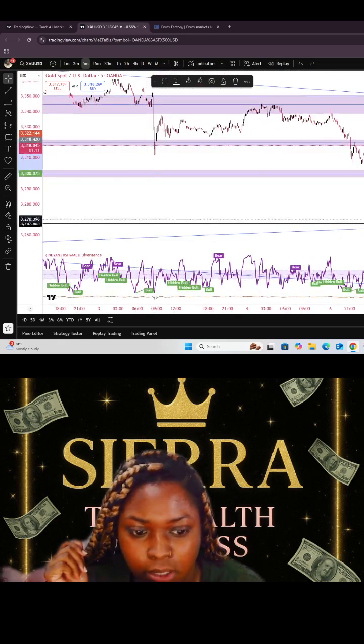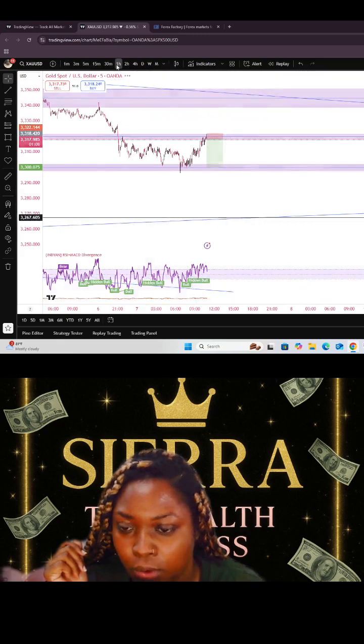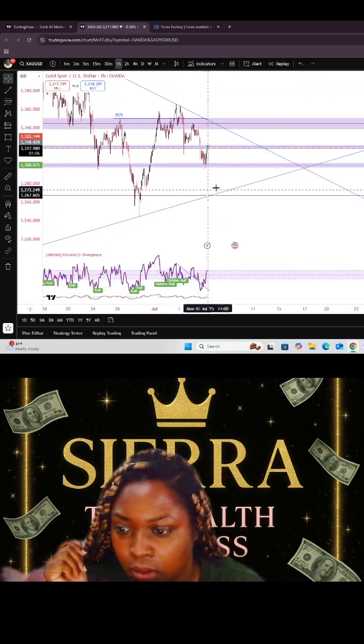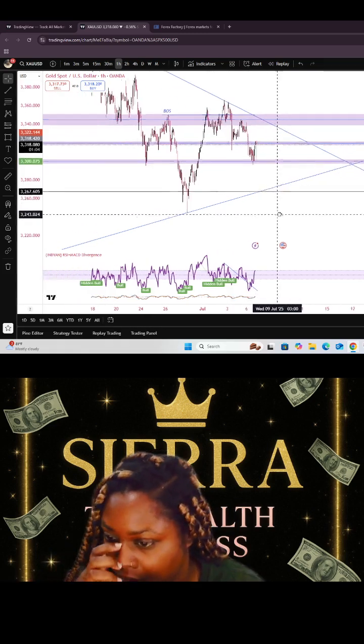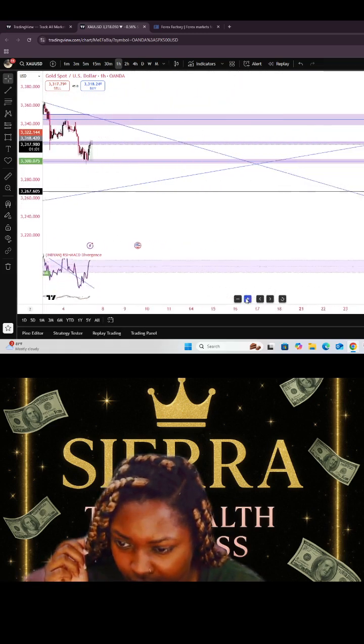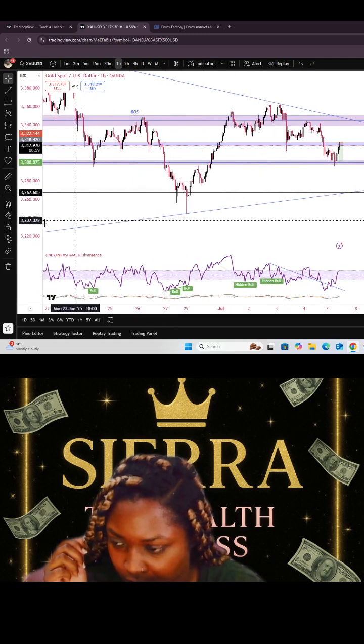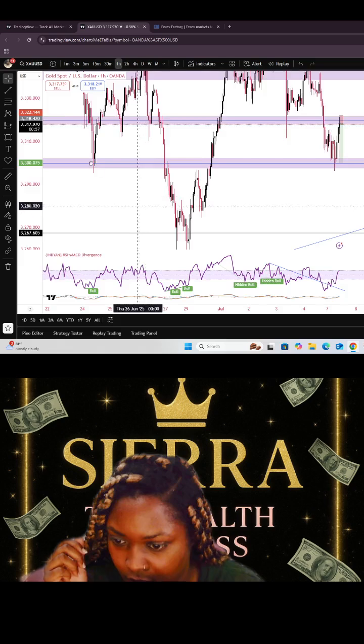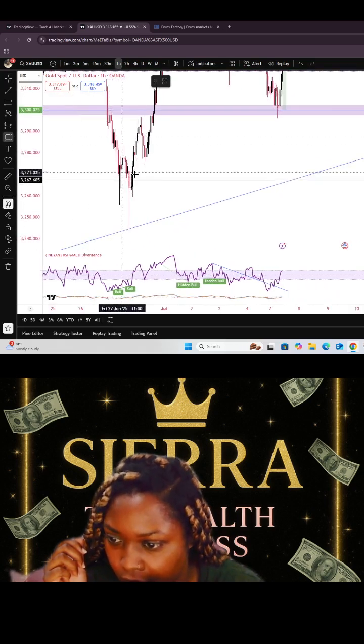Take it back to this zone. Overall, though, I want to see gold come down here to this trend line. And we have another fair value gap here on the hourly.